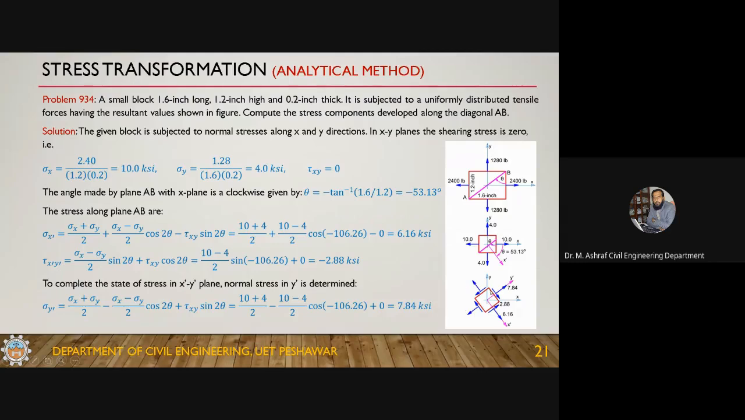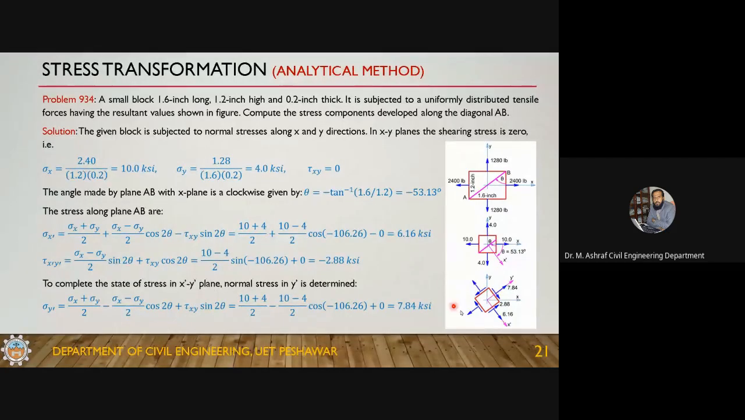So this is the state of stress. Rotate the stress element clockwise by 53.13. So the stress in this direction is 6.16. This shear stress is a negative stress, so that's why it is shown as a counterclockwise stress. And the normal stress on the y plane is positive 7.84 ksi. So this is the final state of stress.